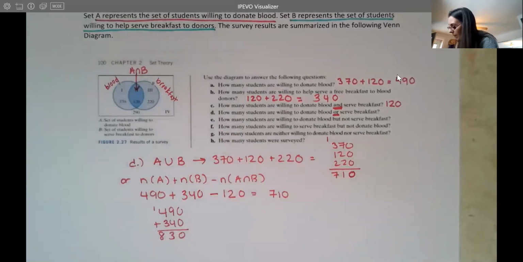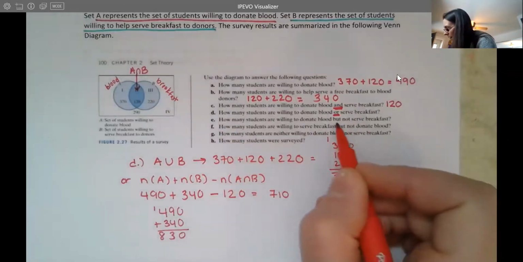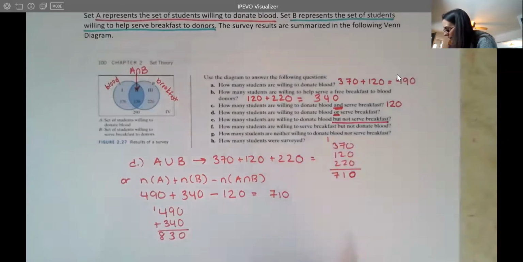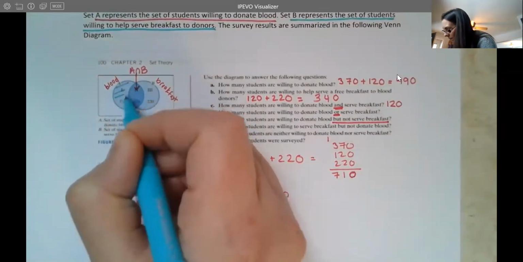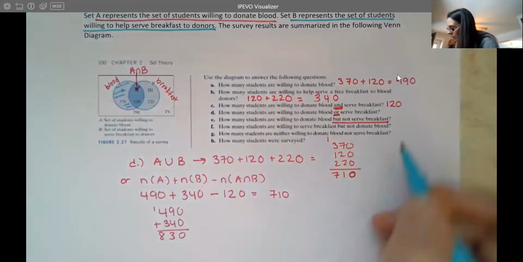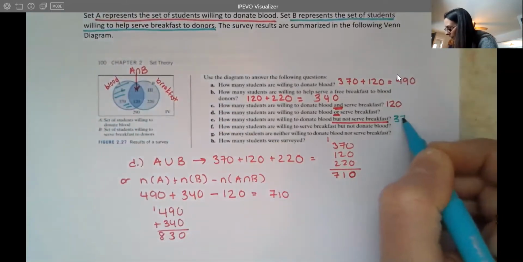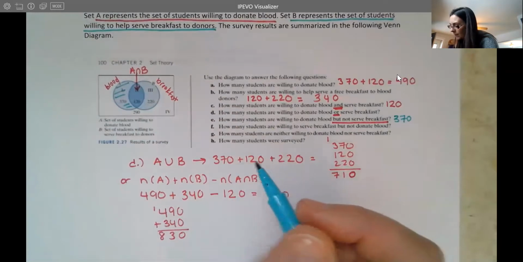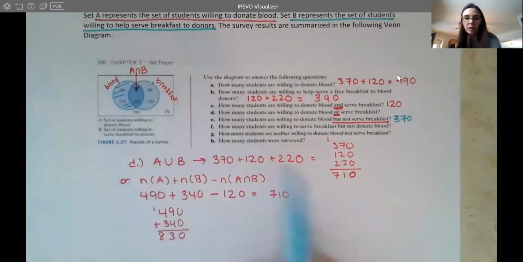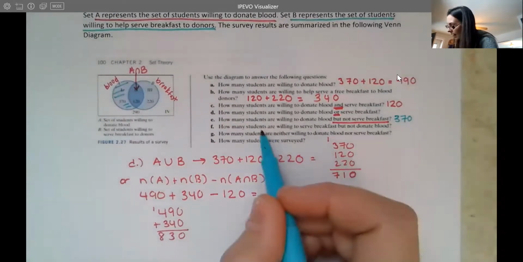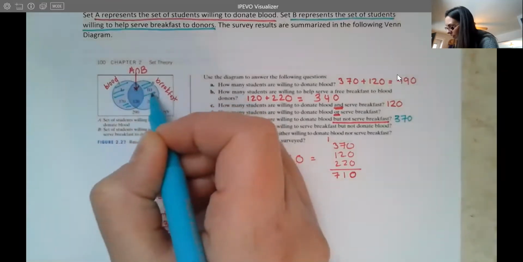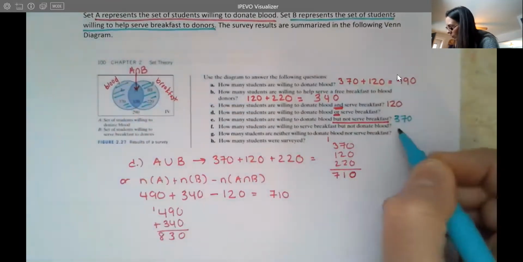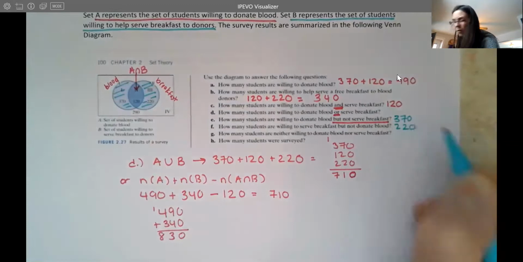All right, for E, how many students are willing to donate blood but not serve breakfast? So your E group is this one right here. So these are students who will donate blood, but they're not going to serve breakfast. So they're not in the intersection here with B. And then the other idea, how many students are willing to serve breakfast but not donate blood? So that, again, that's this group over here. This group is willing to serve breakfast, but they don't want to donate blood.